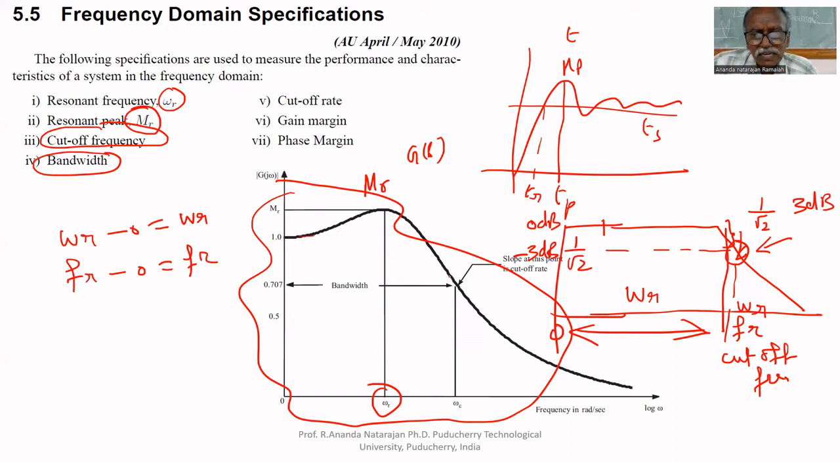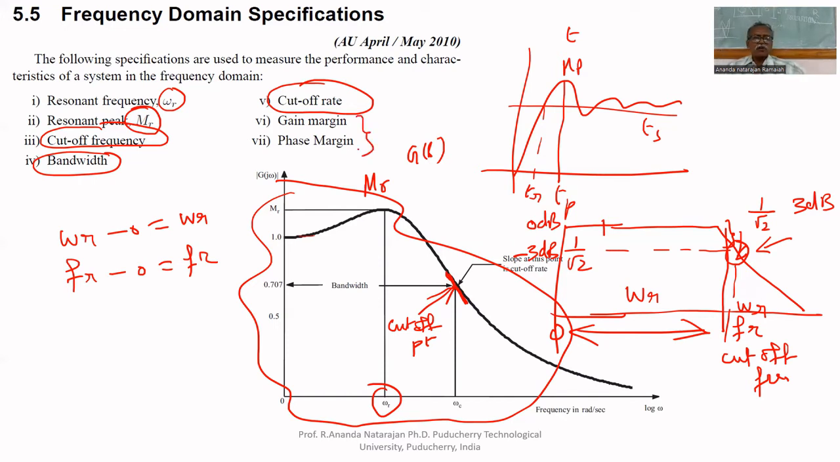The slope at which it decreases here is called cutoff rate. This point is called cutoff point. At cutoff point, what is the slope? That slope is called cutoff rate. It decreases at so many dB per decade, like that we can tell. So this is called cutoff rate. The speed at which it decreases is cutoff rate.